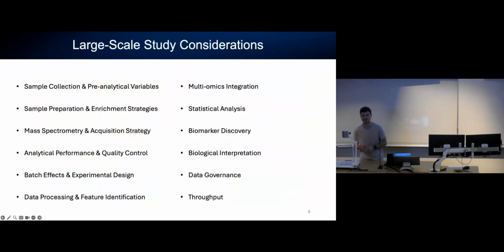When we're working with large scale studies, there are a lot of words on the board, but these are just different considerations, and my talk's going to focus on these three. I'll start out by talking a little bit about sample preparation and enrichment strategies. Then I'll touch on multiomics integration, from the data output end, and then talk about how we really need to change the way that we do things to allow large scale clinical studies on the throughput end.